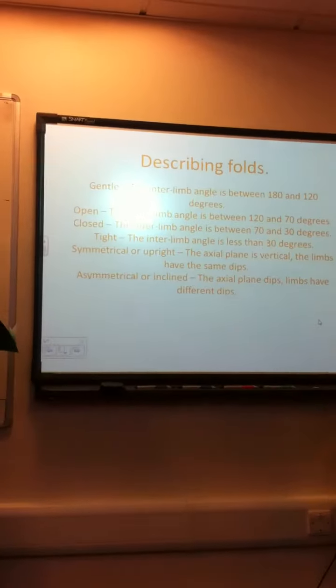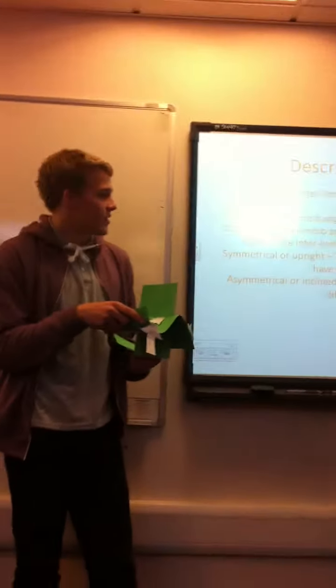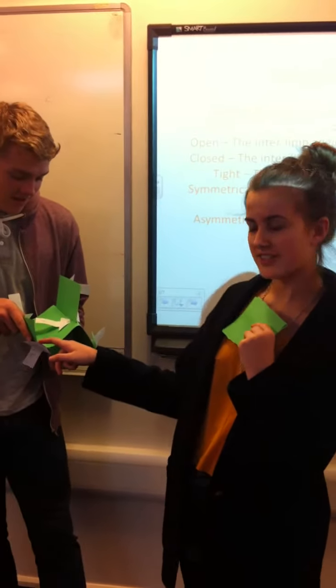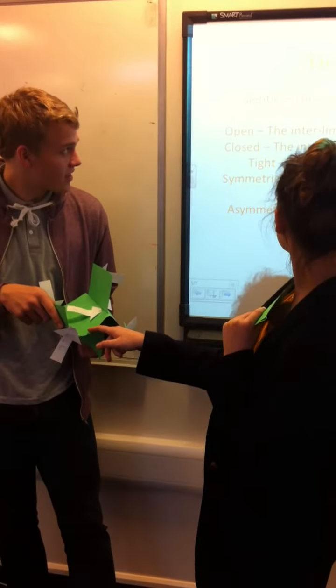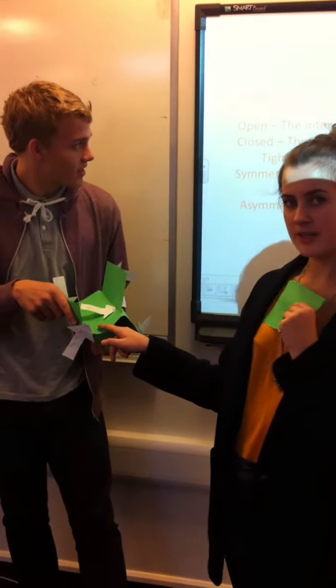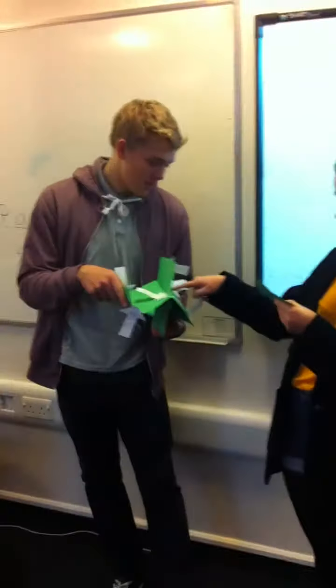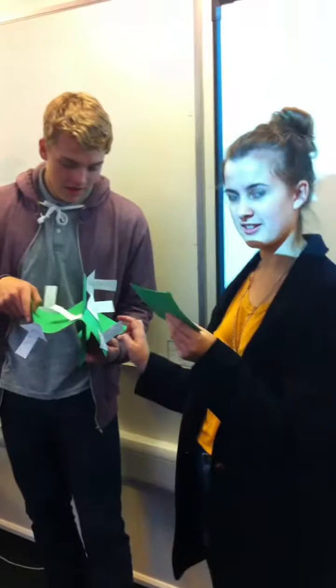Describing folds. The interlimb angle is this angle here. It depends on how steep the fold is what word you use to describe that angle. So if it's gentle, this angle will be between 180 and 120 degrees, and so on. And this here is the fold limb, the section of the fold between one hinge and the next one, forming one side of the fold.